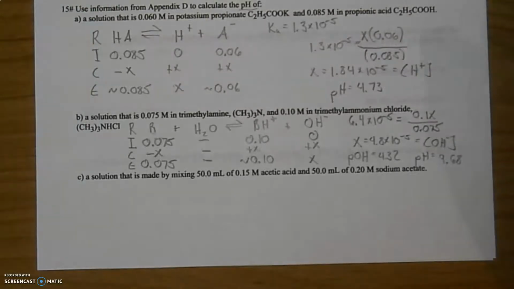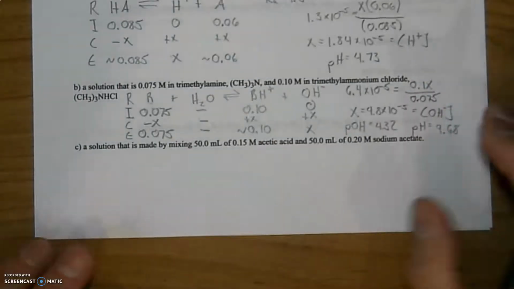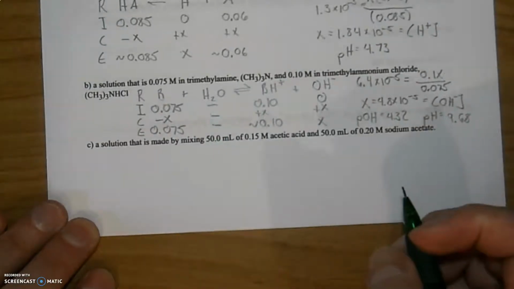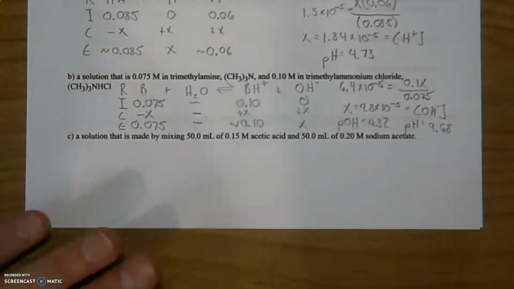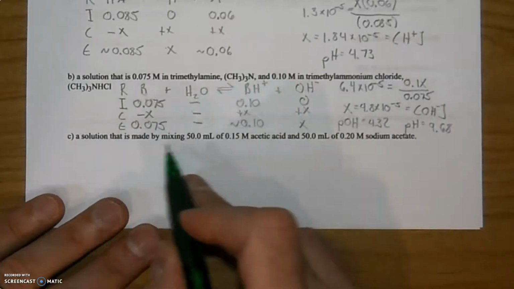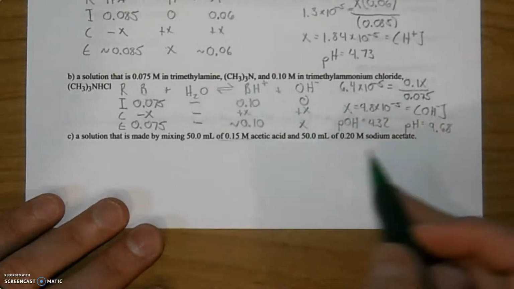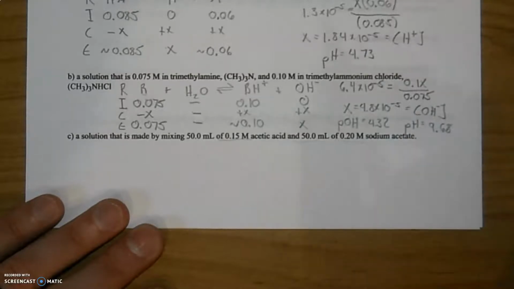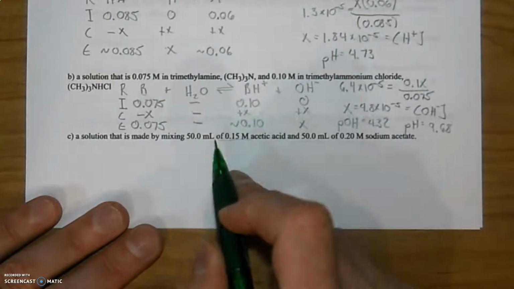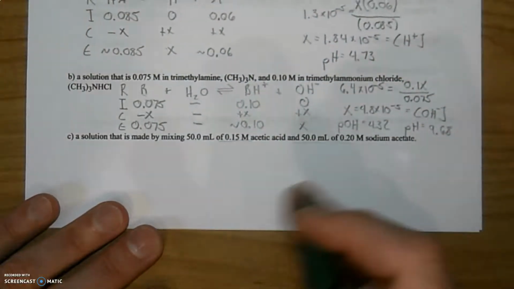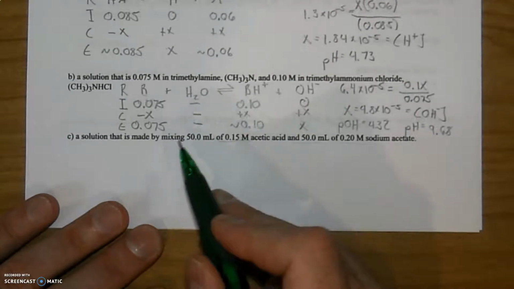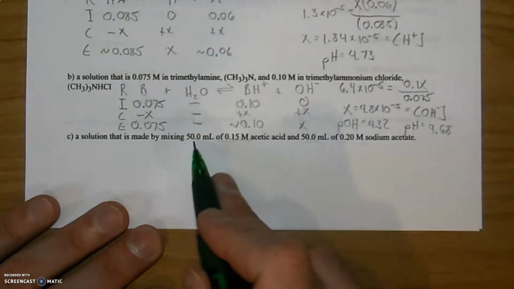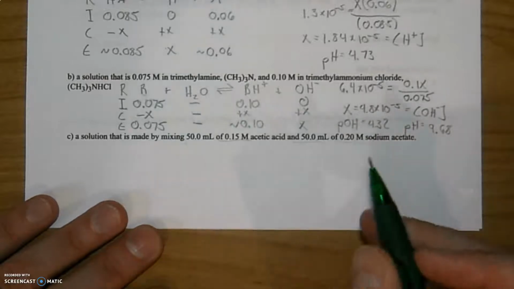All right, we got one more in this set. A solution that is made by mixing. This is the first example we've done of one of these problems, and they're just one small extra step. A solution is made by mixing 50 mL of this concentration of acetic acid with 50 mL of this concentration of sodium acetate. So very similar to A, except we have two separate solutions. By doing so, we're changing the concentration of both of them because they're both being diluted from 50 up to a total volume of 100 mL.